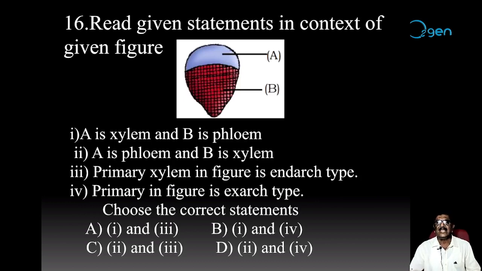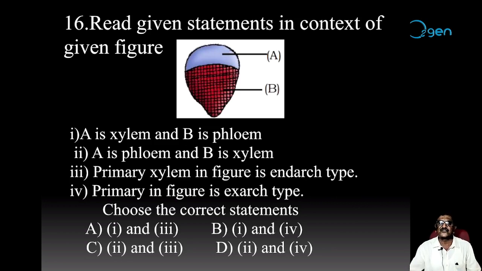16. Read the given statements in context of the given figure. This is a vascular bundle. So A and B are the labelings given. Let me see what those are. First statement, A is xylem and B is phloem. Second statement, A is phloem and B is xylem. Third statement. Yes, the second one is correct.